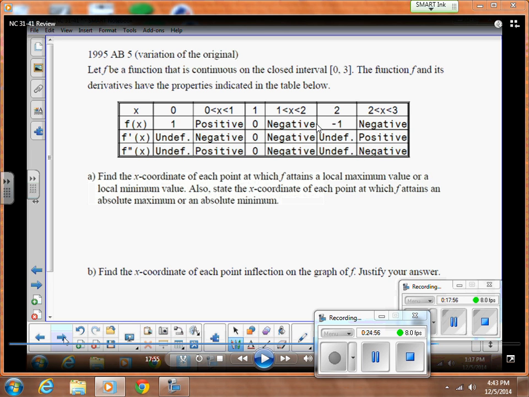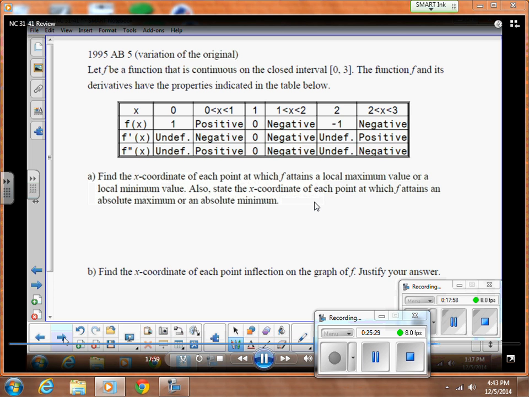Then it's just telling me all the values are positive between 0 and 1, negative between 1 and 2, and negative between 2 and 3. They are restricting me to this closed interval of 0 and 3. Now, first derivative, it's undefined, it's negative between these values, negative between those values, undefined, and positive. Second derivative, it's undefined at 0, positive here, negative, undefined, negative. And here it equals 0 on that derivative. So let's translate what all of this means.